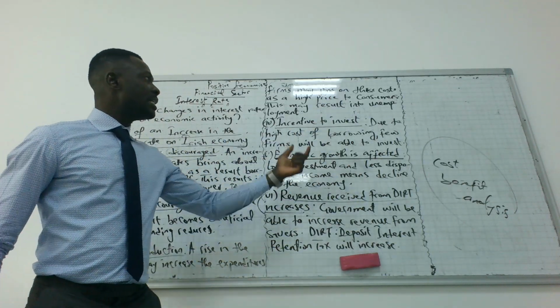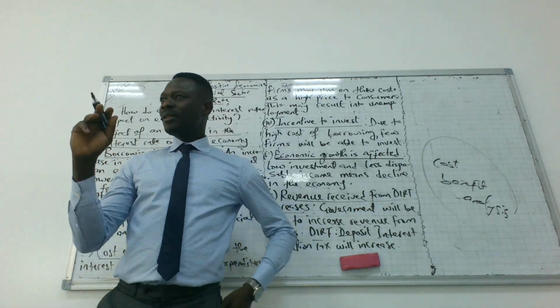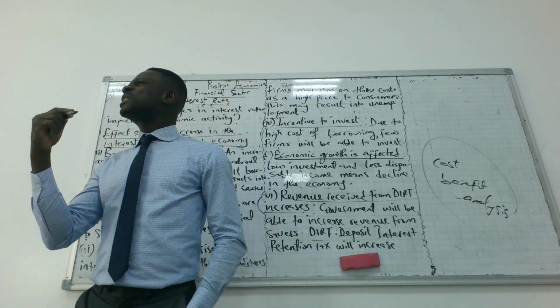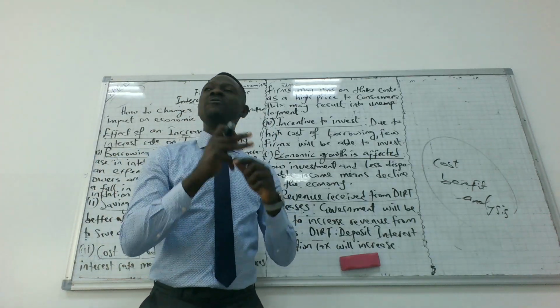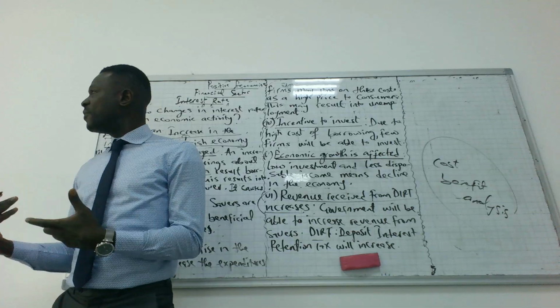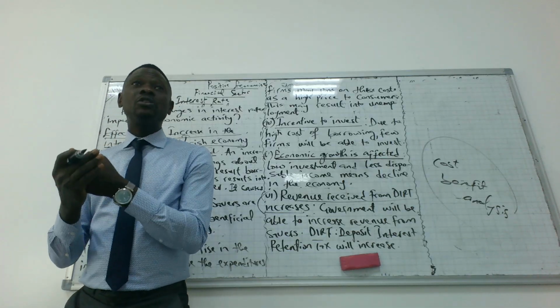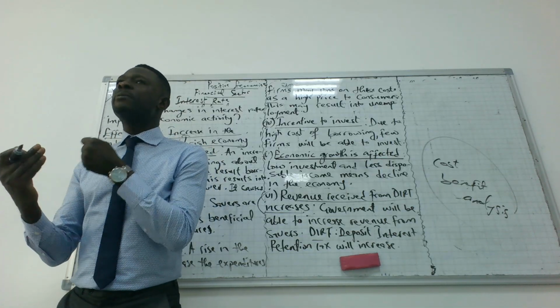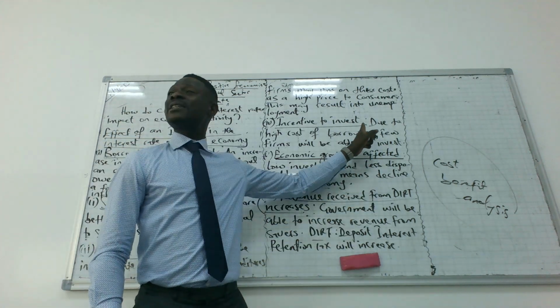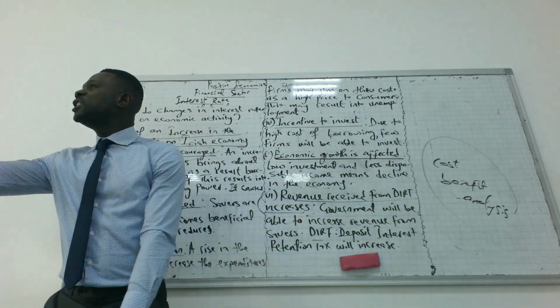The next one, incentive to invest. An increase in the interest rate means to invest becomes expensive. So few firms will be able to invest, not all firms. Firms that are financially buoyant will be able to invest, but firms that need to borrow for investment would not be able to borrow. So investment reduces within the economy, and as soon as investment reduces, it drops the GDP of the country.